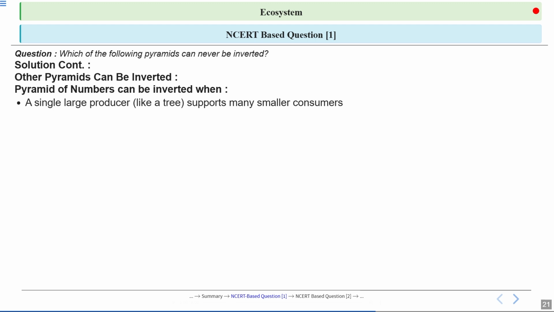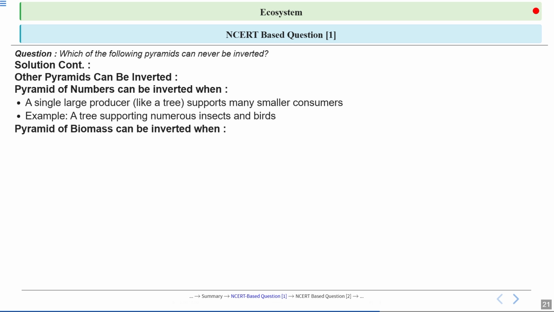Now you can see a single large producer, like a single tree, supports many smaller consumers. Example, a single tree supporting numerous insects or birds. In this case, the pyramid of number will be inverted because the number of individuals will keep on increasing as you move upwards. Then pyramid of biomass can also be inverted in the case of aquatic ecosystem.